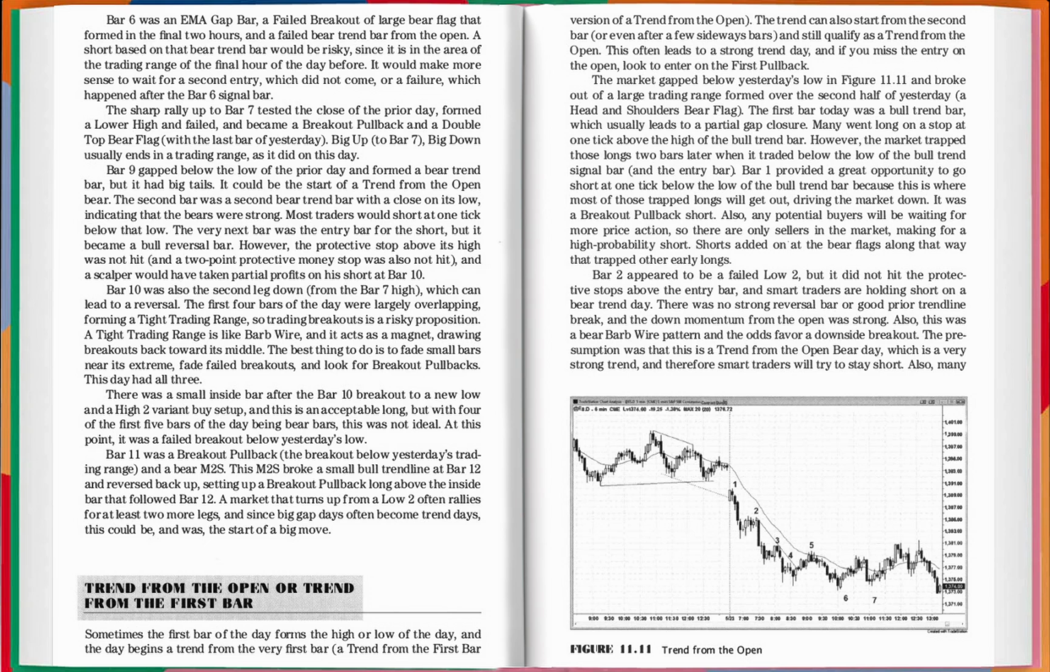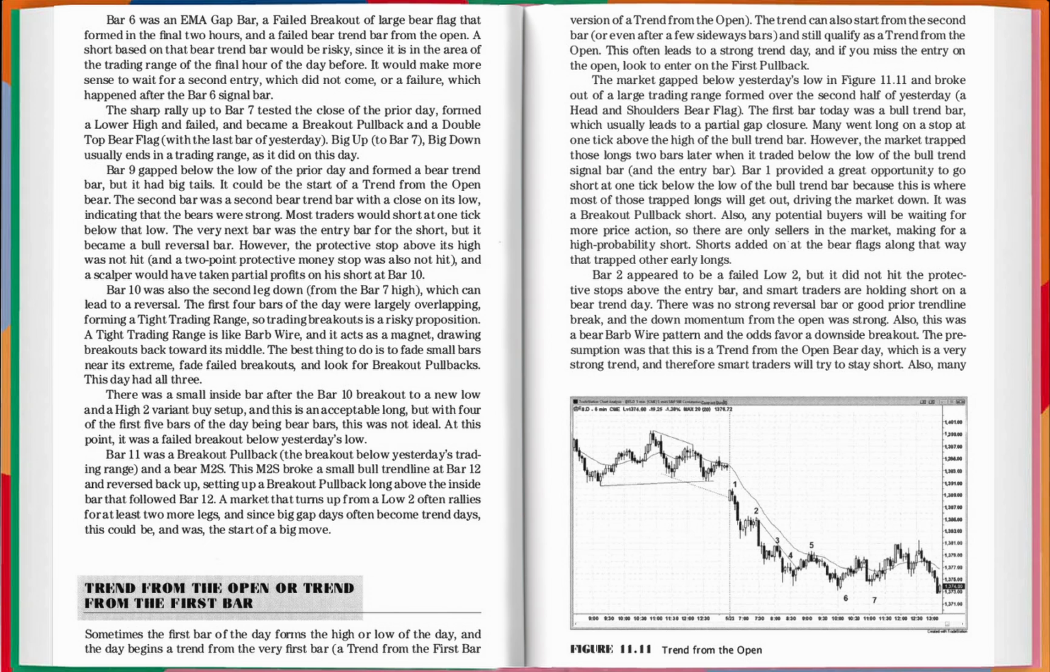The market gapped below yesterday's low in figure 11.11 and broke out of a large trading range formed over the second half of yesterday, a head and shoulders bear flag. The first bar today was a bull trend bar, which usually leads to a partial gap closure. Many went long on a stop at 1 tick above the high of the bull trend bar. However, the market trapped those longs 2 bars later when it traded below the low of the bull trend signal bar and the entry bar.